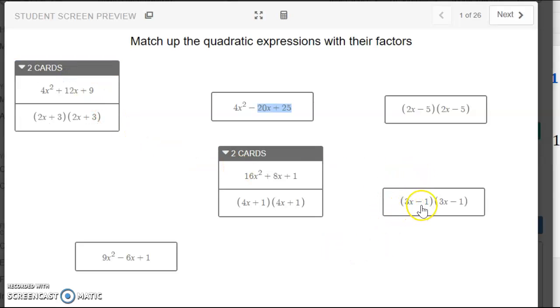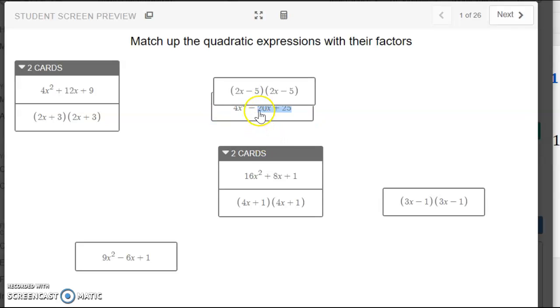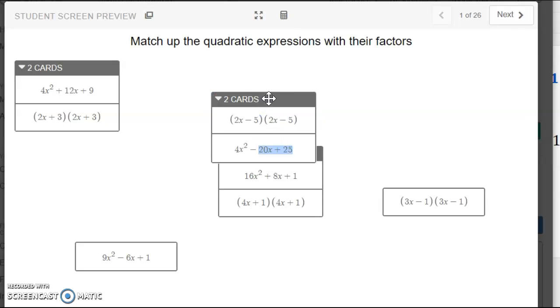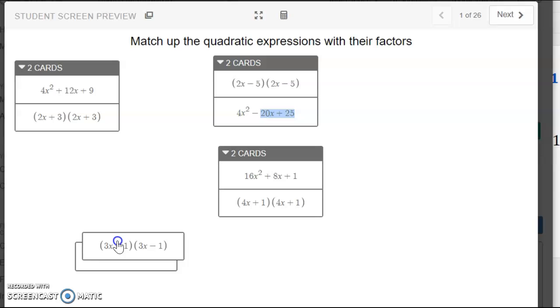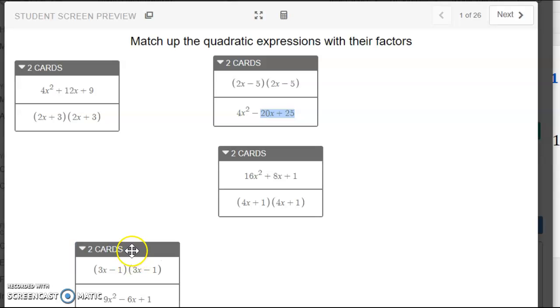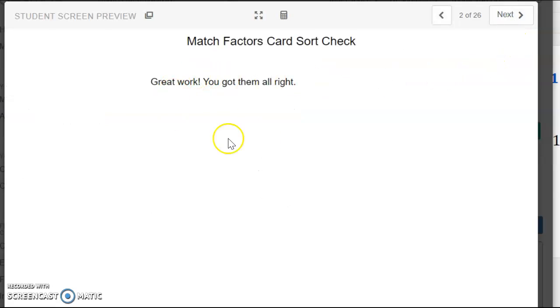And, okay, this one, negative 5 times negative 5 is positive 25. So it matches with this. And then finally, 3x times 3x should be 9x squared, and 1 times 1 should be positive 1. So here we go. And it should give you feedback as to whether you got all of them correct or some of them incorrect.